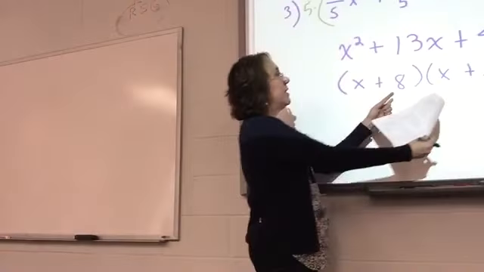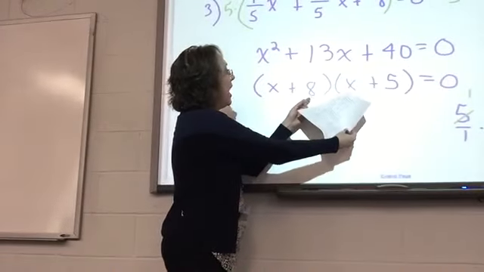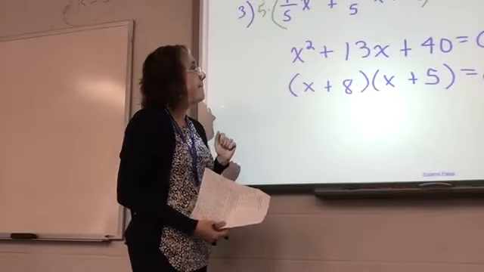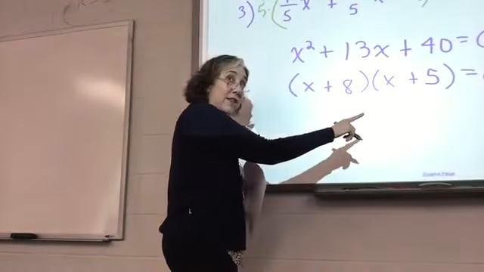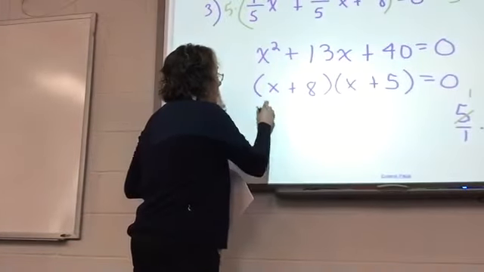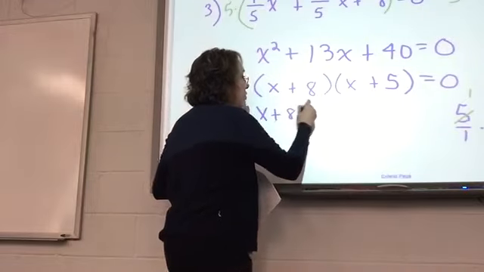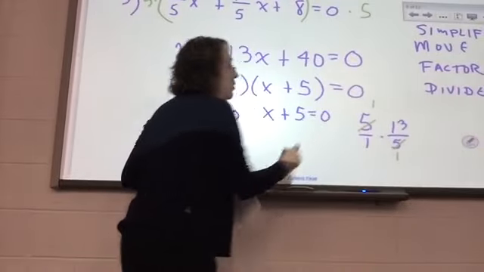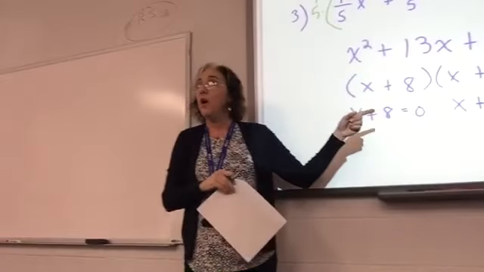Check the middle. This one's a little easier to check, so we'll just do it in our head. 8x and 5x gives me 13x. Okay. It's the factoring method. We have a product equals 0, so what's true then is that a factor would have to equal 0 to have a 0 product.